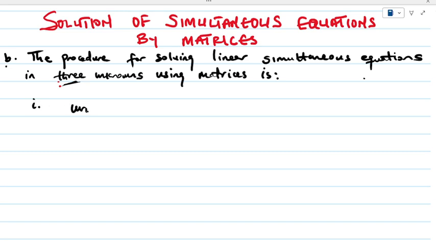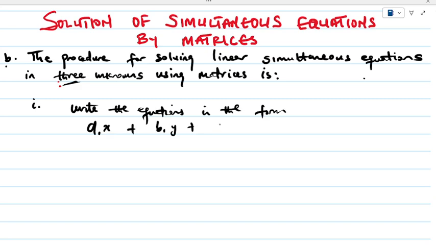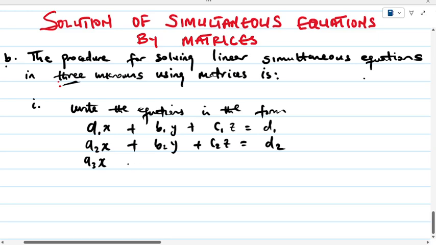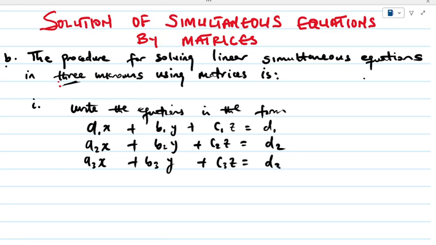Okay, so the first step is to write the equations in the form of a1x plus b1y plus c1z equals the constant d1, a2x plus b2y plus c2z equals the constant d2, a3x plus b3y plus c3z equals d3, the Roman figure 2.